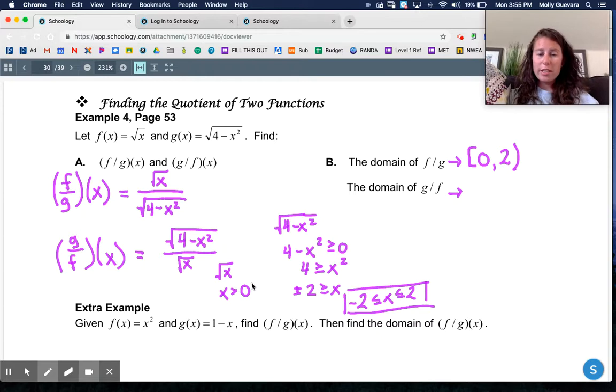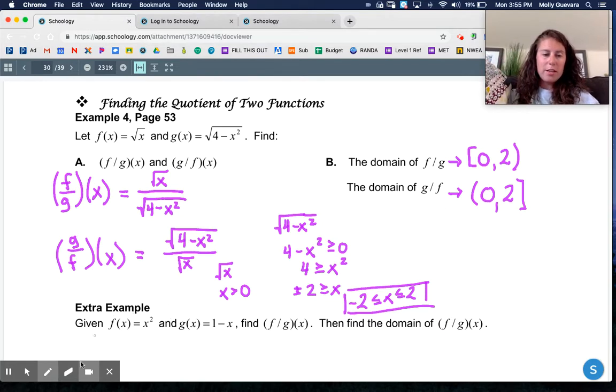Okay, so then the question is, what's the smallest number I can have? And hopefully your answer was 0, right? But it's 0 with a parenthesis because I can't actually have 0. If I have 0, I get 0 here, and that's no good. Okay? And then what's the biggest number I'm allowed to have? Well, again, it's 2, but this time it's a bracket. So hopefully that makes sense. You just have to take the two domains and try to overlap them and see where they overlap, and then that is the domain for the whole problem.